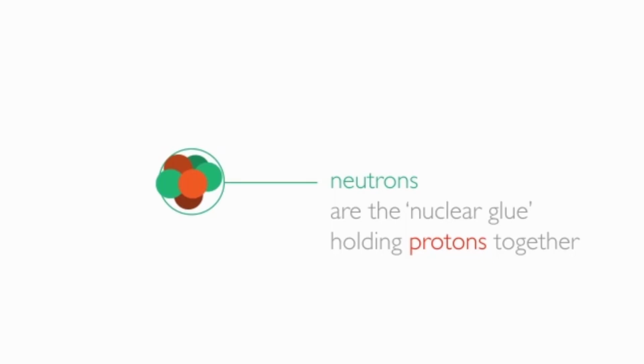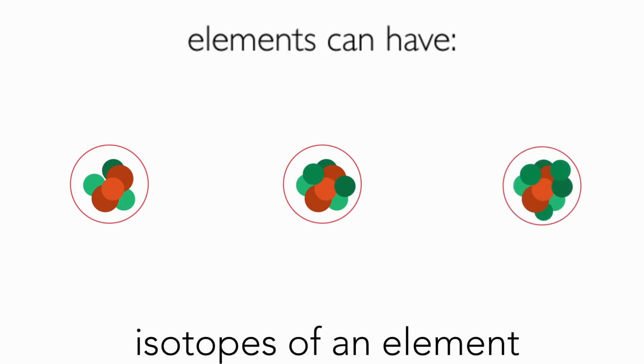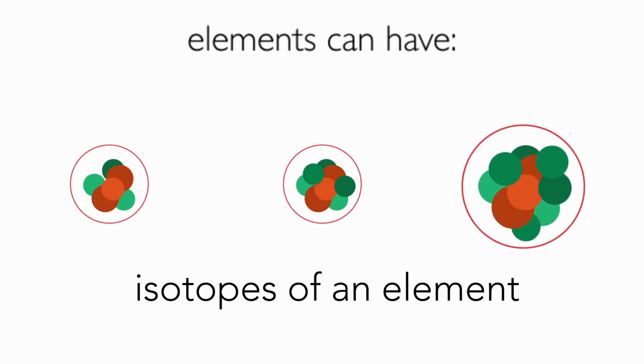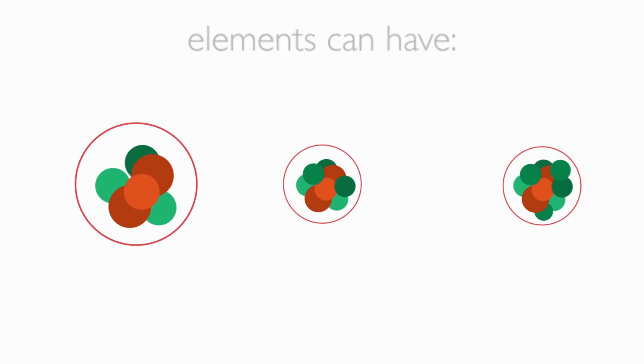from repelling each other, thanks to something called the strong nuclear force. Elements can exist with slightly different numbers of neutrons, and we call these isotopes of an element. It is particularly common for heavier elements where a lot of neutrons are required to hold the nucleus together, but smaller and lighter examples include the isotopes of hydrogen.